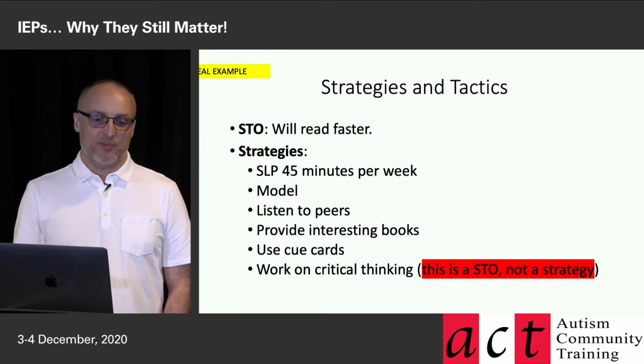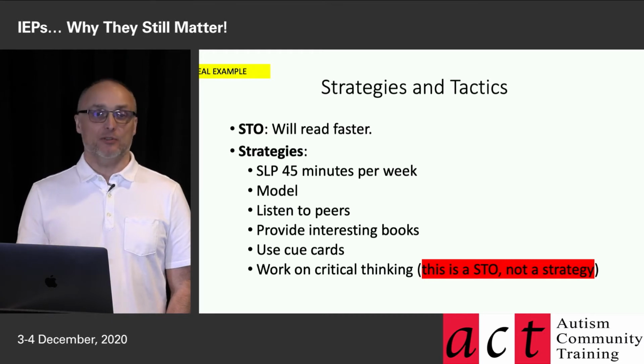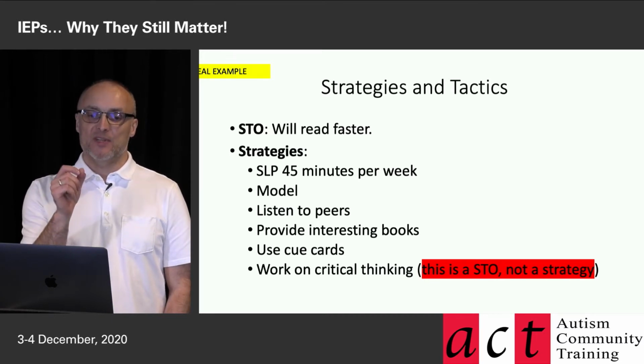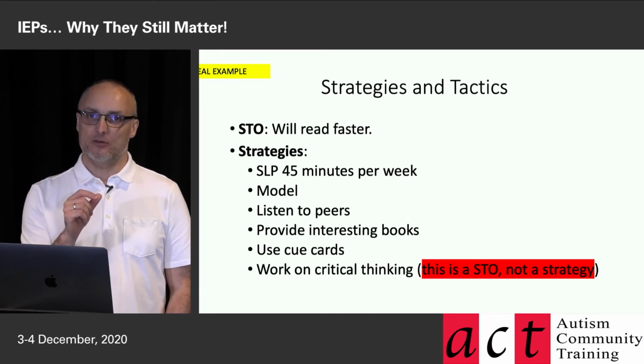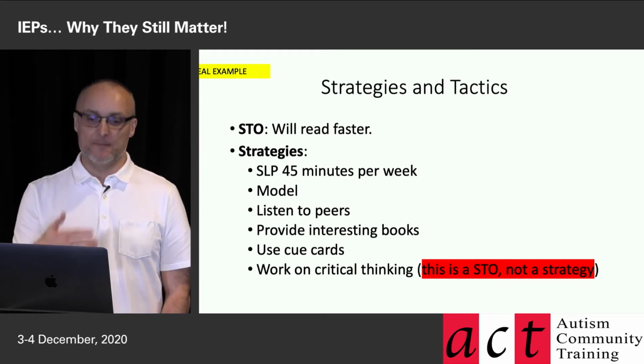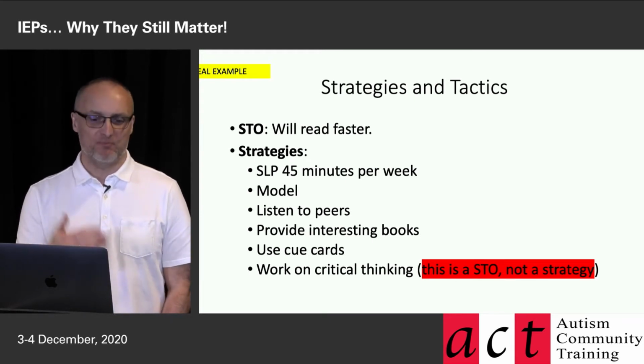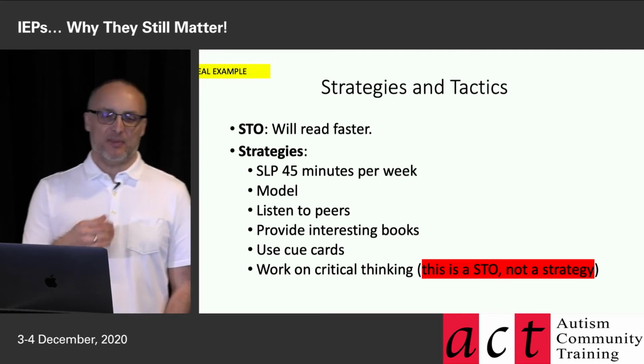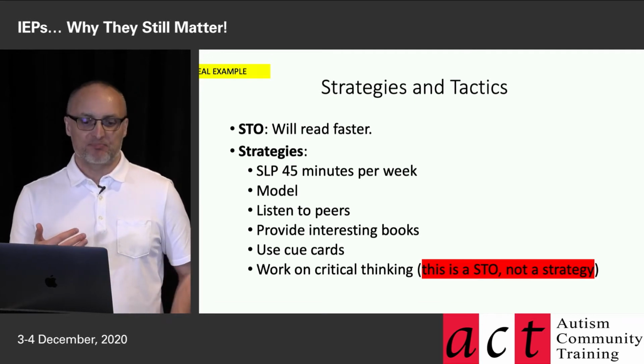Modeling, listen to peers. Arguably the student has listened to peers before and that hasn't worked. Provide interesting books. Absolutely, that goes to one of those antecedent conditions around motivation. You are probably more interested in reading something that's interesting to you. So that's a good tactic, but that's providing the context that's interesting.